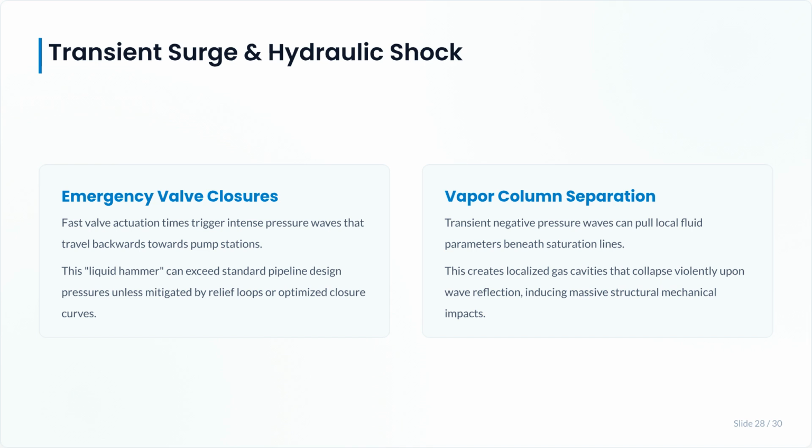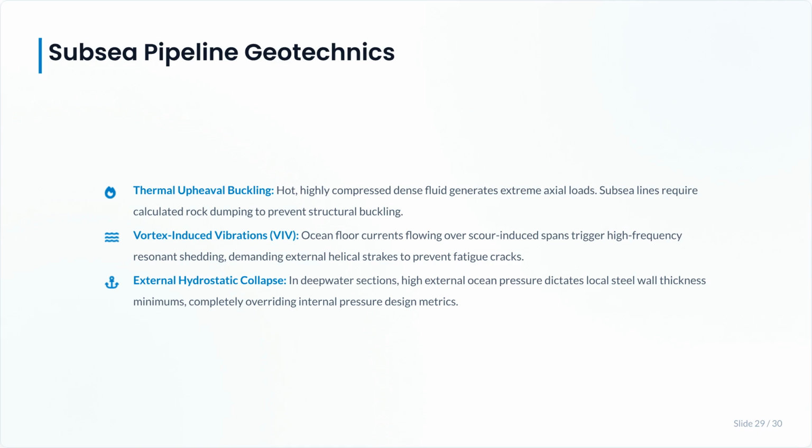Transient hydraulic events like liquid hammer can occur during rapid valve closures, potentially exceeding design pressures. Similarly, negative pressure waves can induce vapor column separation, causing gas cavities to collapse and damage the pipeline. Subsea pipelines face unique geotechnical challenges, including thermal upheaval buckling from hot compressed fluids, vortex-induced vibrations from ocean currents, and potential structural collapse from extreme external hydrostatic pressure at depth.